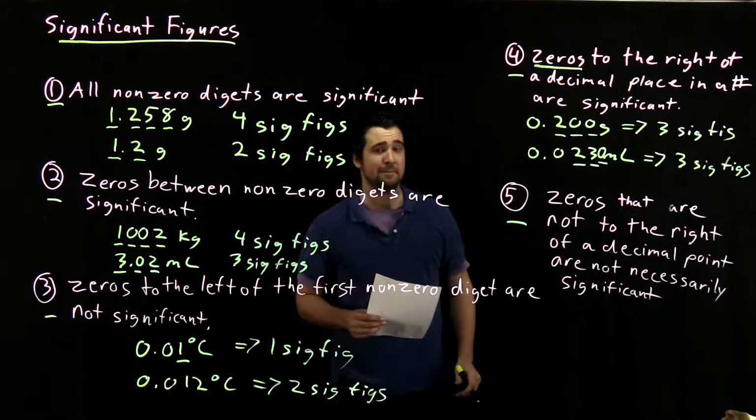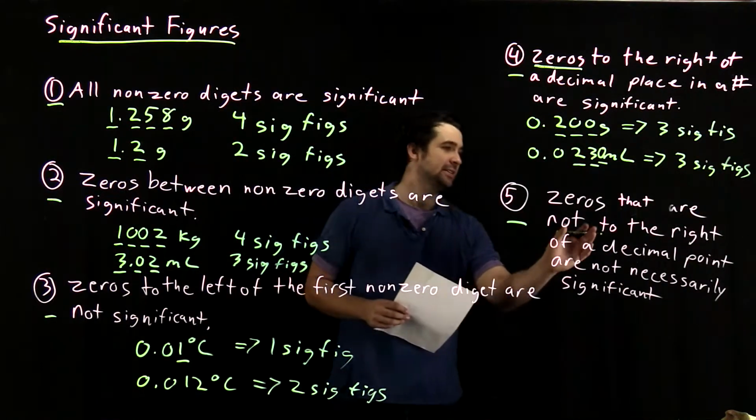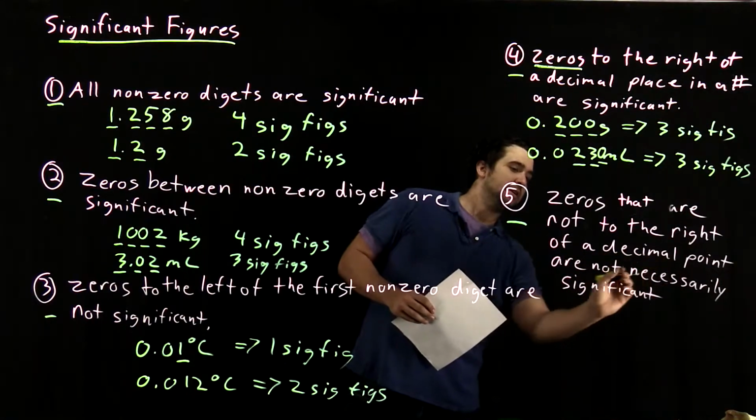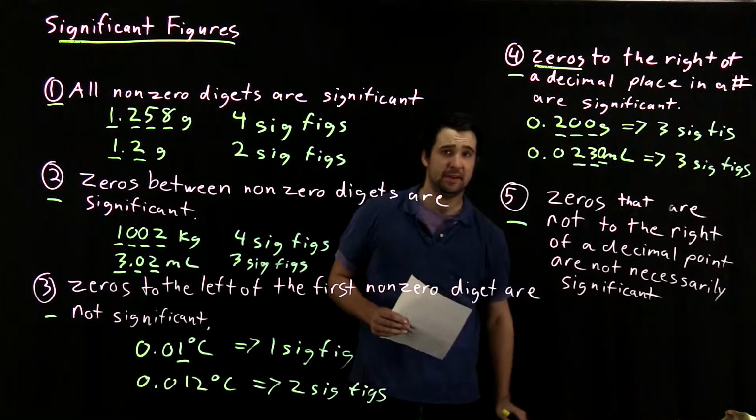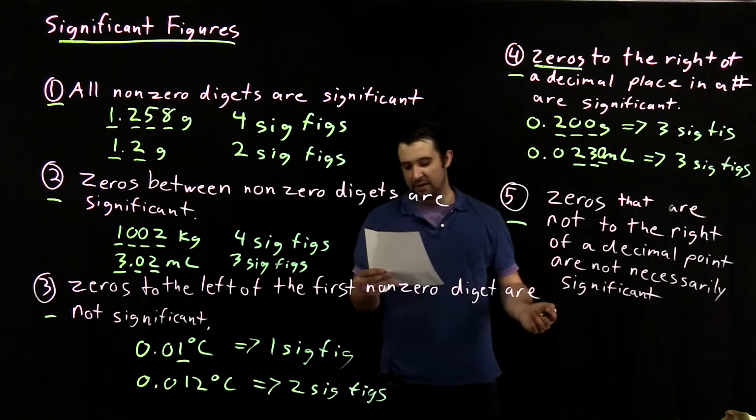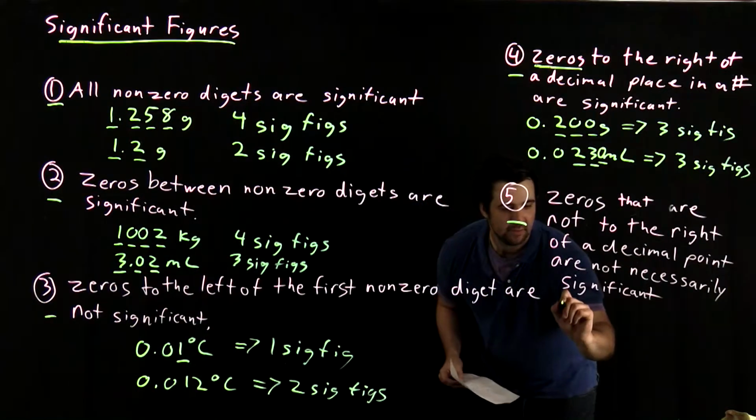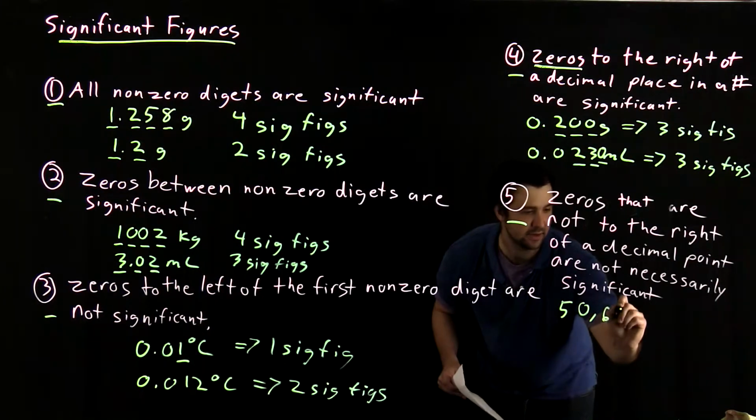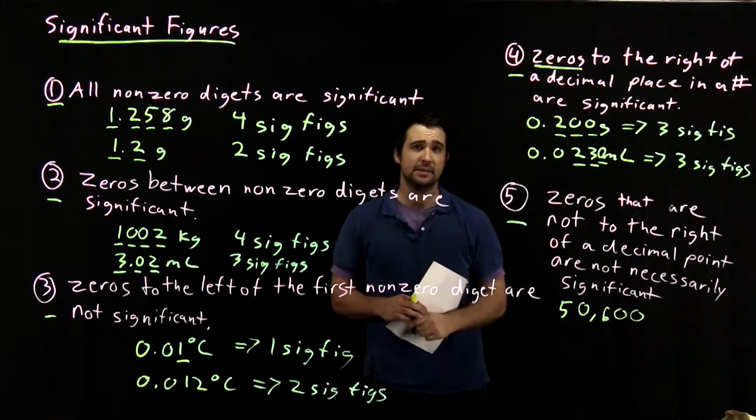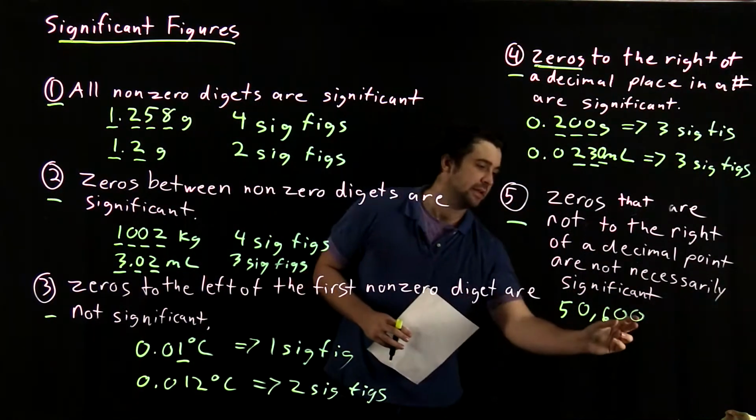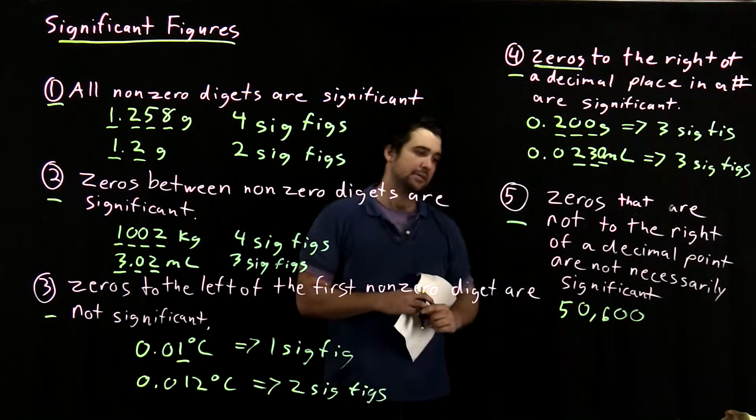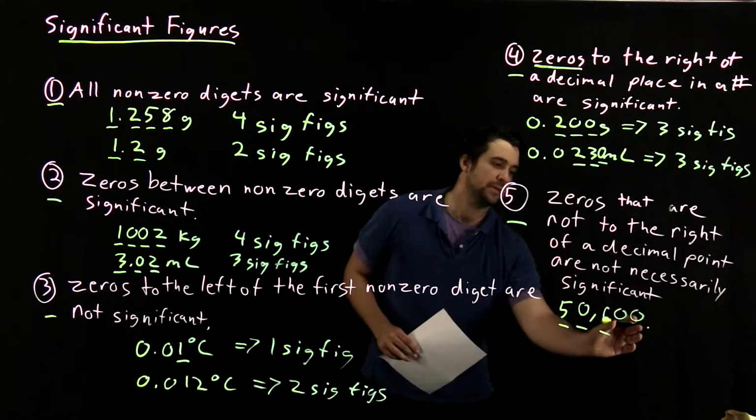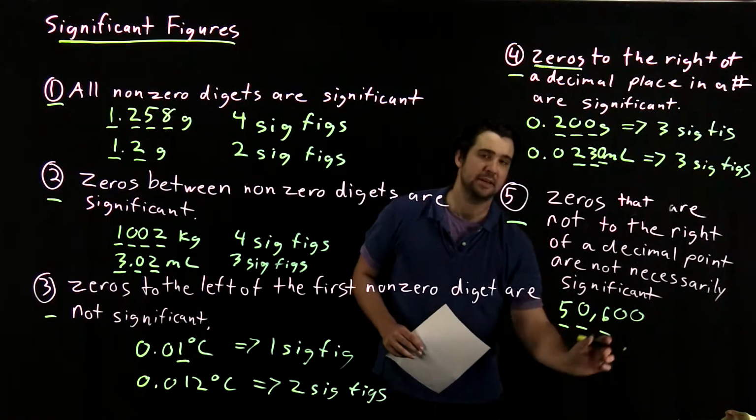All right, almost done. And now our last and final condition is that zeros that are not to the right of a decimal point are not necessarily significant. And what that means is that if you have a number like 50,600, we don't necessarily know if these two zeros are significant. So we have 3 significant figures as it stands, but we don't know if those zeros are significant.